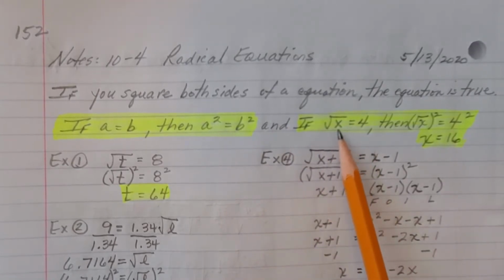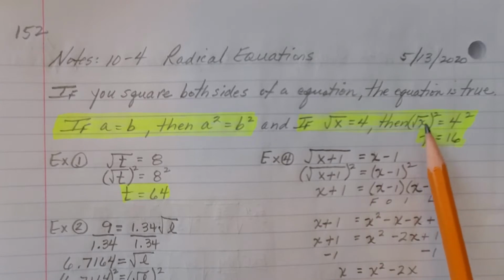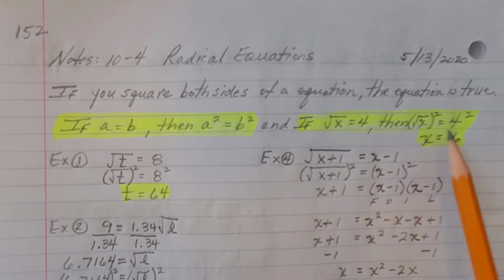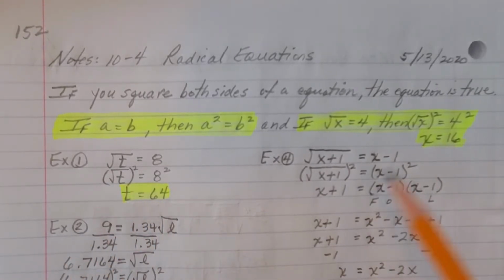Inversely, if the square root of x equals 4, then the square root of x squared equals 4 squared. So you're squaring both sides, taking the inverse operation, so x equals 16 if you were to solve that. With that concept in mind, we're going to do many of these 4 problems. One is really lengthy on the right side.